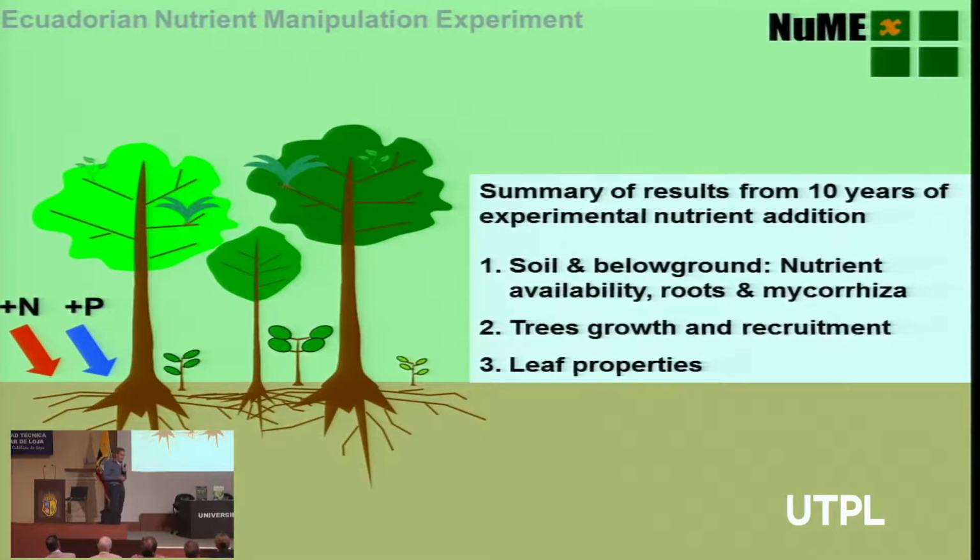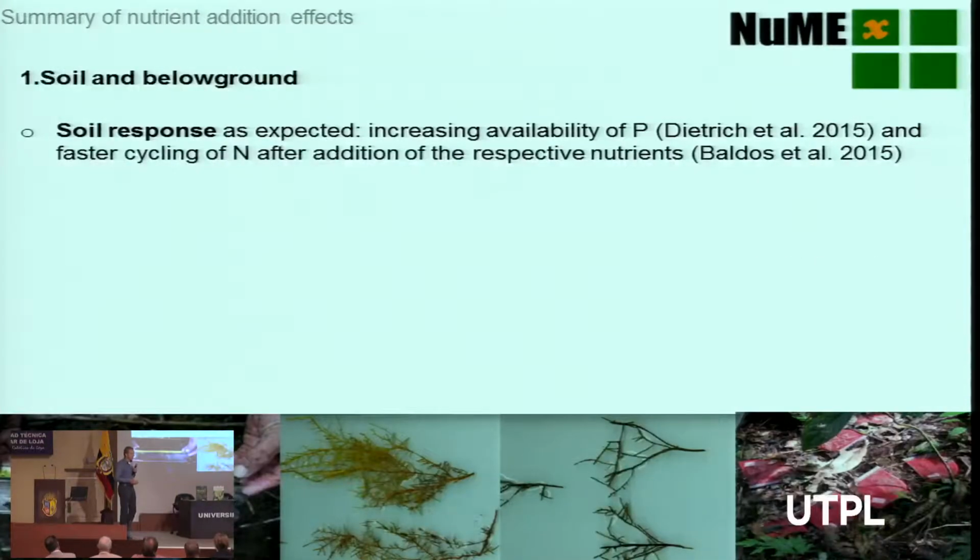So I will give you a summary of the results from the first 10 years of our experiment. I will only shortly summarize the results from soil and below ground, because that was also a topic of some previous talks, and so I will focus more on tree growth and also on leaf properties, because the leaf properties were sampled last year. So these are recent results.